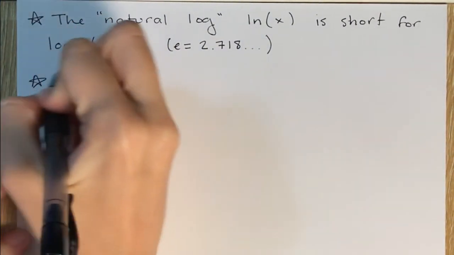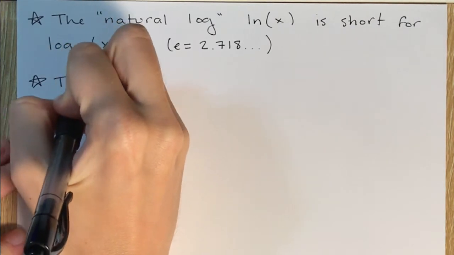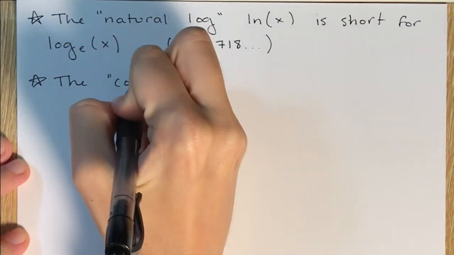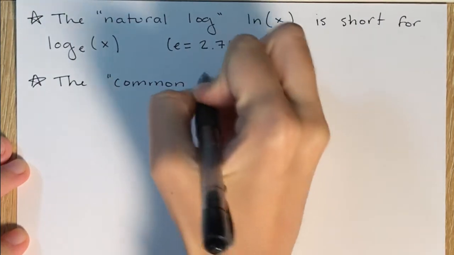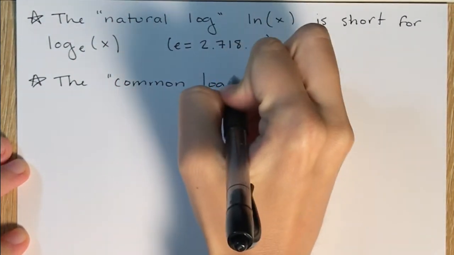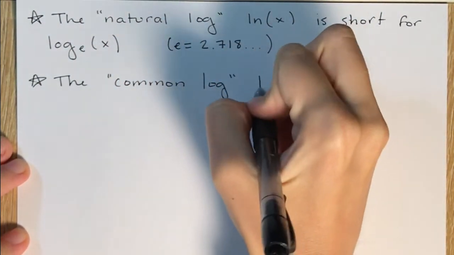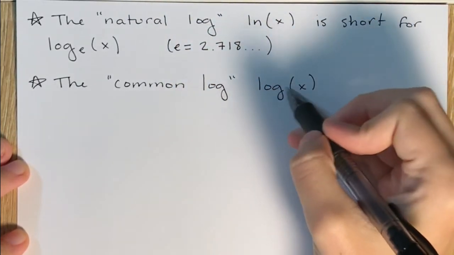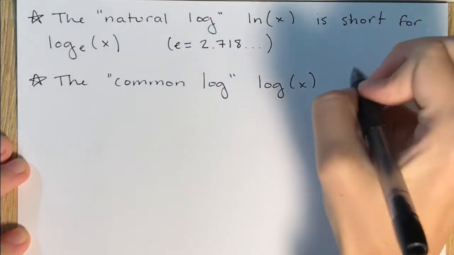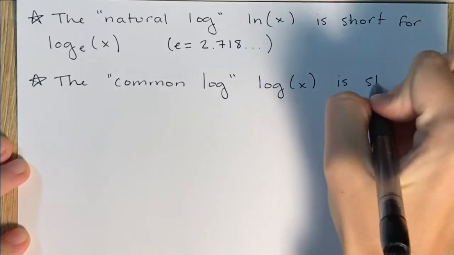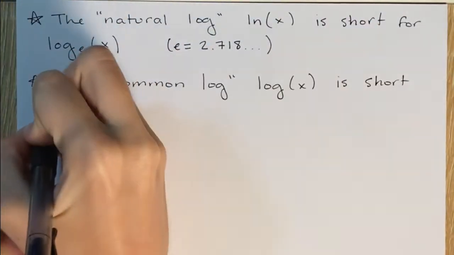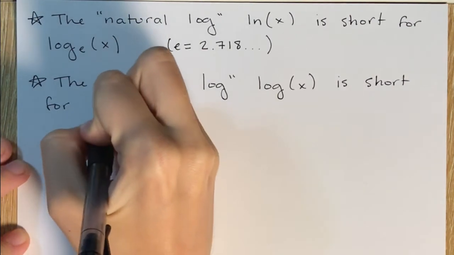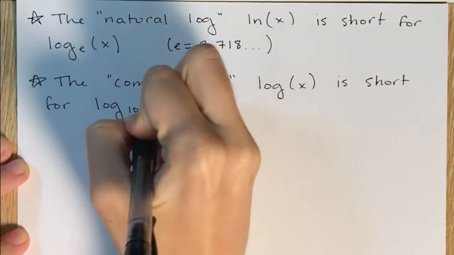Another special log is the common log. The common log is just log of x, log with no base, and it is short for log base 10 of x.